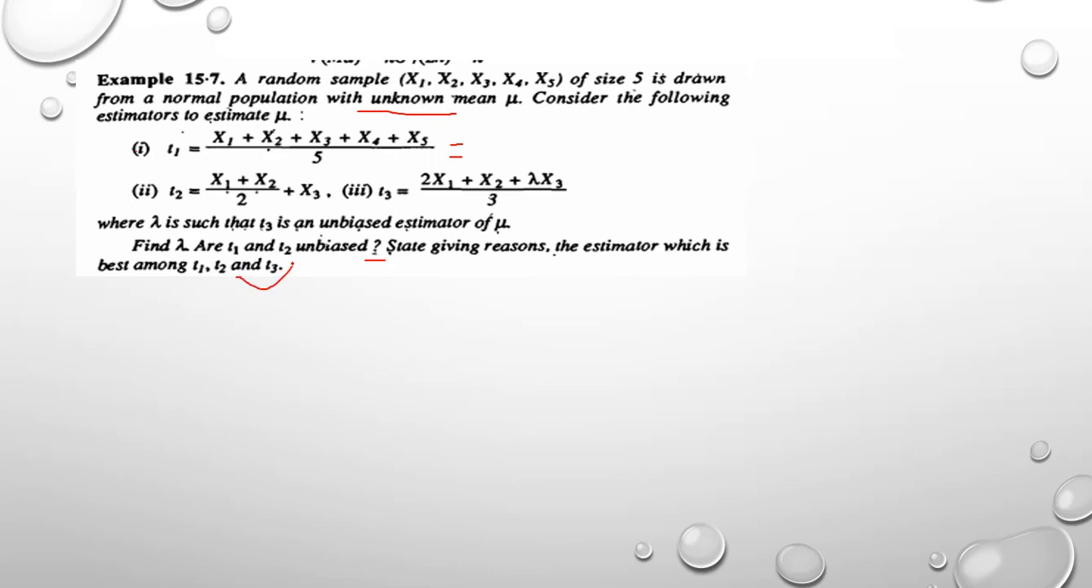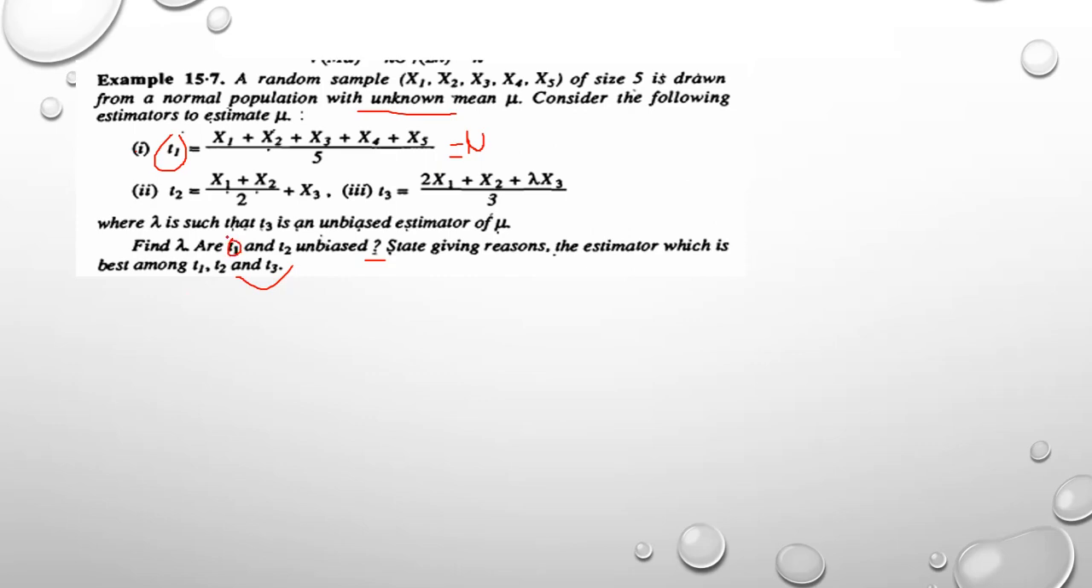For checking unbiasedness, we find the expected value of this. By observing, we can say that it is the x bar formula: x1, x2, x3, x4, x5 means 5 times mu divided by 5, which is equal to mu. Here you got unbiasedness. So T1 is unbiased.